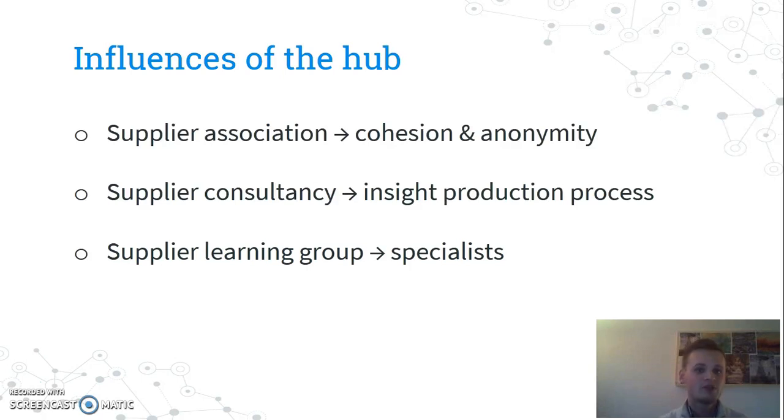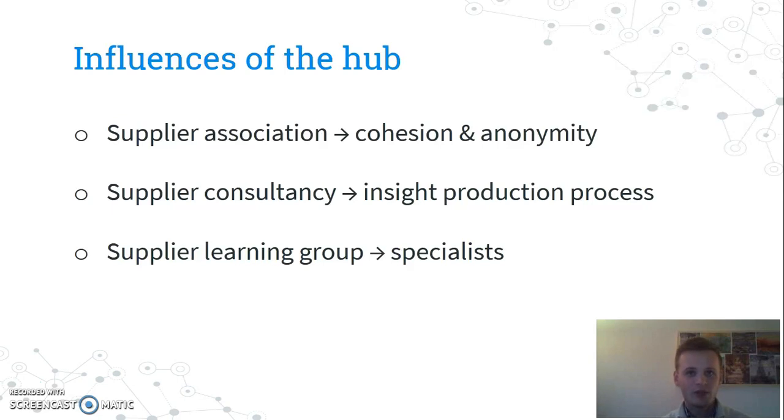The first one is supplier association, and herewith the buyer creates a social cohesion among an inner group of suppliers within the network, and herewith the suppliers share the same identity. Additionally, this supplier association will help to overcome the anonymity of market competition by serving as a place where rivals meet and also learn about each other.